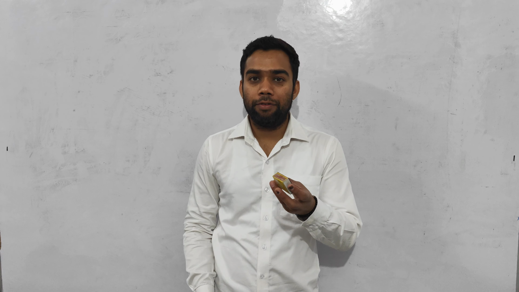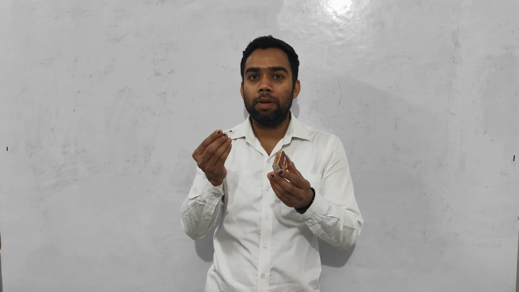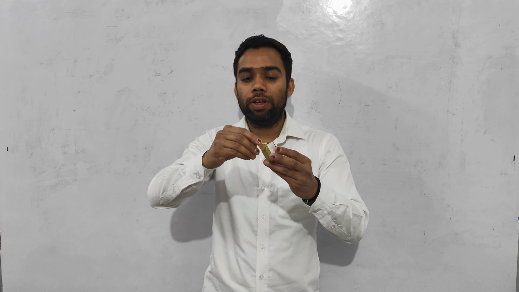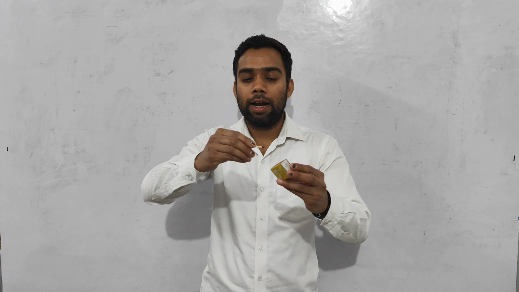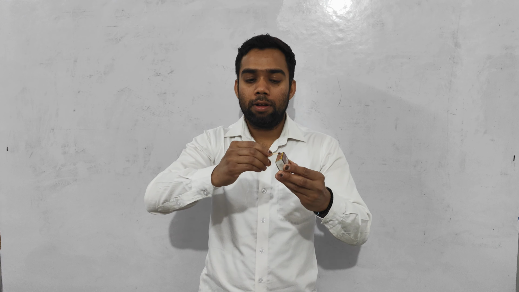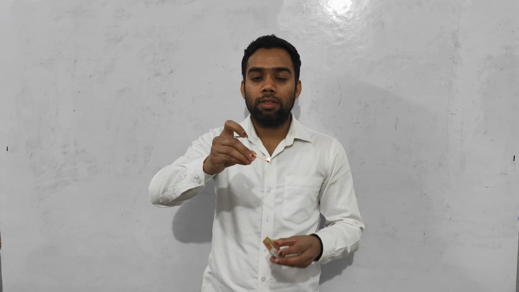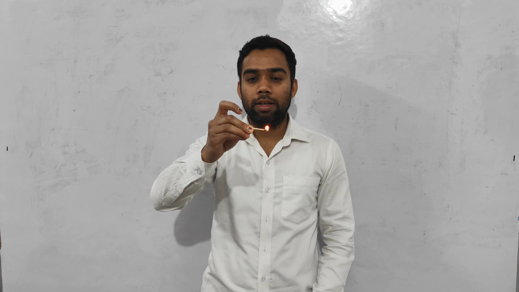Hello students, so in this video I will burn a matchstick in two different ways. The very common way to light a matchstick is to rub it on the side of the matchbox in this fashion. So we rub it 2-3 times and the matchstick starts burning, as you can see here.